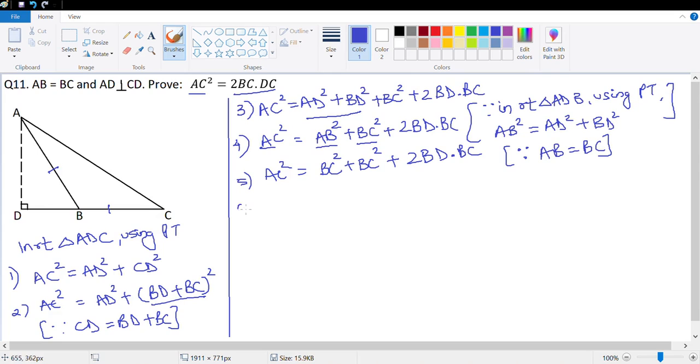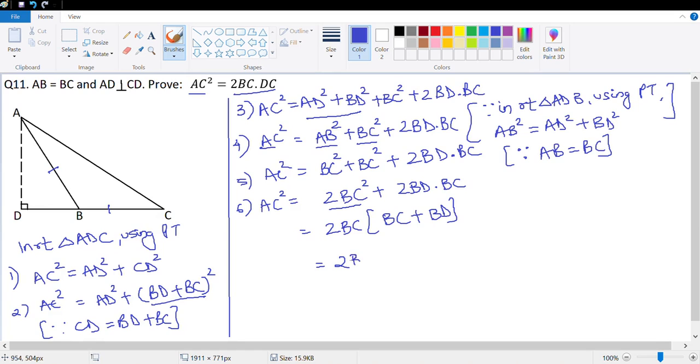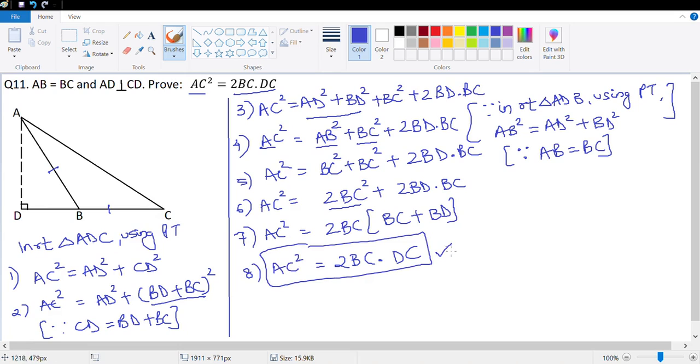Next step, this is AC square is equal to 2 times BC square plus 2 times BD dot BC. Now in these two terms, 2 times BC is common. So if I take 2 BC common, what remains in the first term is BC and what remains in the second term is BD. So this is 2 times BC dot BC plus BD, which is nothing but DC. So this is the right hand side. That's exactly what they wanted us to prove, that AC square is equal to 2 times BC dot DC.